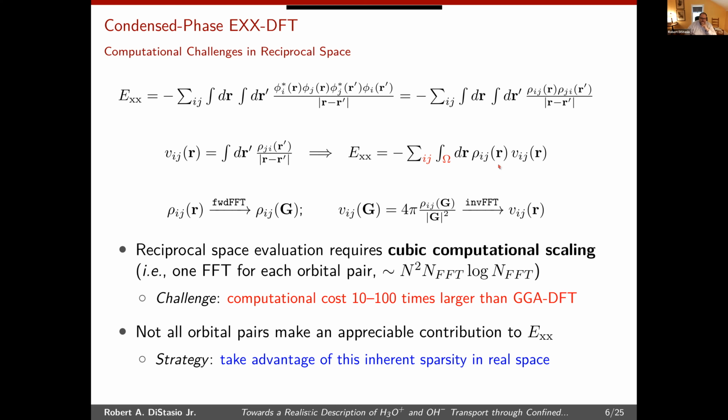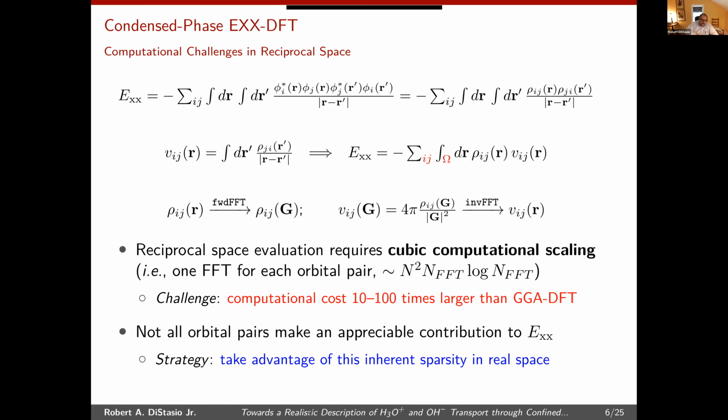So how is that done in reciprocal space? You form these product densities in real space, you Fourier transform them into reciprocal space, and then forming, and this is just for gamma point only at the moment, the potential in reciprocal space is fairly straightforward, and then you just inverse Fourier transform back to real space, and then you go back up and do this integral. The problem with that is that it's cubic in scaling. You have to do an FFT, or a couple of FFTs, I should say, for each orbital pair. Again, neglecting the logarithmic term, you have a cubic cost, and that leads you to a cost that's 10, 100, or even more times larger than GGA.